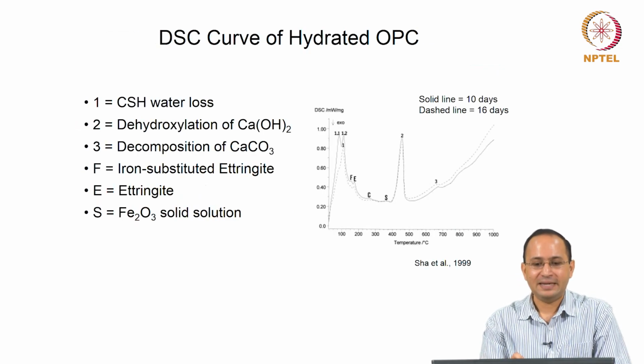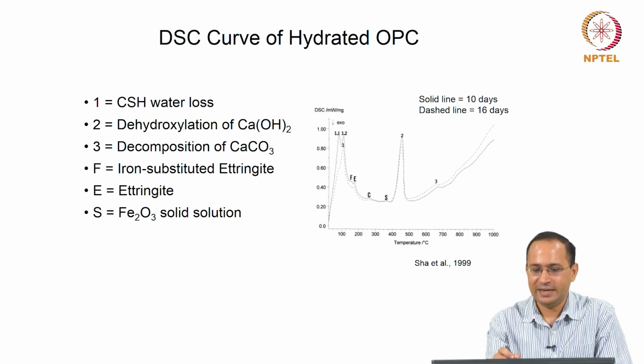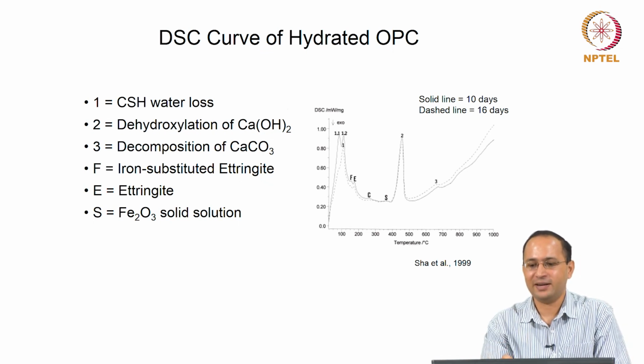Coming back to DSC now, we are talking about heat. So this is the DSC curve of hydrated OPC. DTA and DSC curves will look similar, the only difference is the y axis. In DTA you will have temperature as the y axis, in DSC you will have heat flow. So again you get similar information, see here.